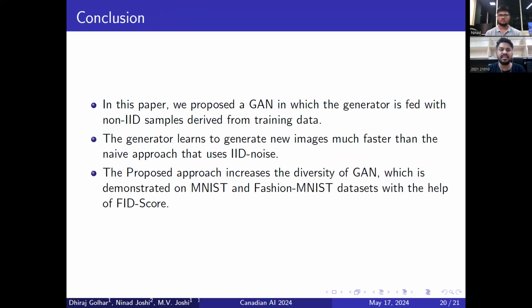Now let's conclude this session. In this paper, we proposed a new approach in which the generator is fed with non-IID samples, but those non-IID samples are derived from the training data. Also, the generator learns to generate new images much faster than the existing approach. In the existing approach they use IID noise, but here we are using non-IID noise. So the generator is much faster as compared to the existing approach. The proposed approach increases the diversity of the GAN, which is demonstrated on the MNIST and Fashion MNIST datasets with the help of the FID score.